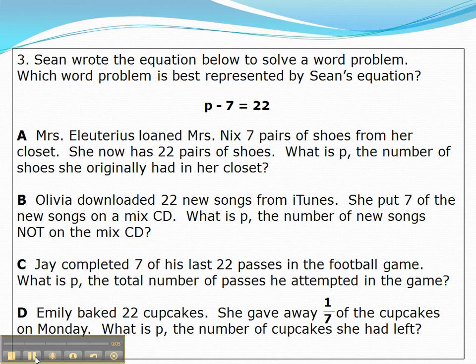Problem 3. Sean wrote the equation below to solve a word problem. Which word problem is best represented by Sean's equation? Sean's equation is p minus 7 equals 22.